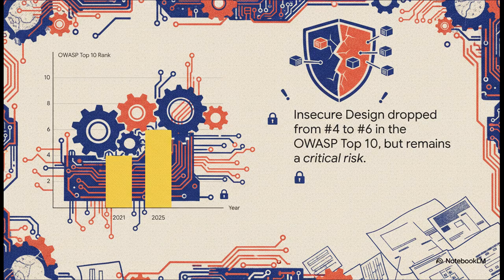And believe me, this isn't some obscure niche issue. It's consistently a headliner on the OWASP Top 10 list. Now, you might notice it moved from number 4 down to number 6 in the latest update, but don't let that fool you. Its continued presence high up on that list shows that this is a really persistent, fundamental problem, one that's rooted in requirements and architecture, and one that, honestly, a lot of organizations are still struggling with.